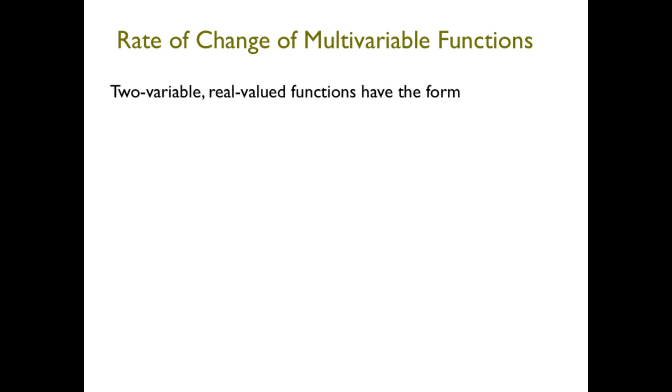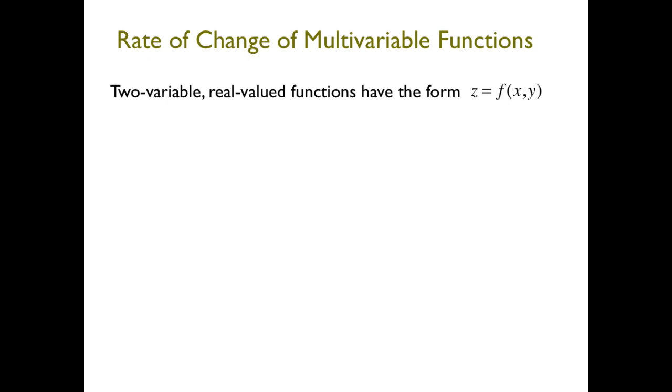Okay. So two variable real valued functions have the form z equals f of x, y. Conventionally, we use x and y for independent variables. So then when we think of rate of change, what's different now? What's our dependent variable? Rate of change is always about the dependent variable with respect to a change in independent.